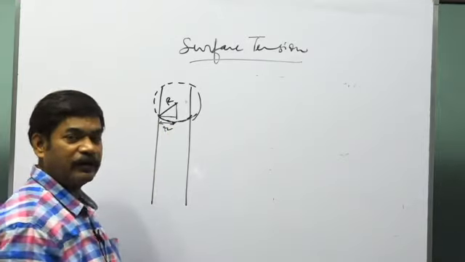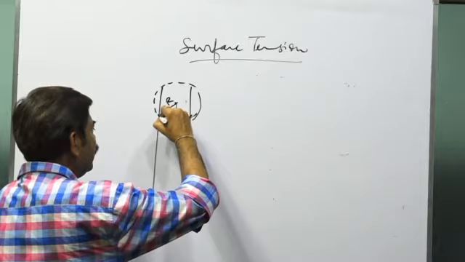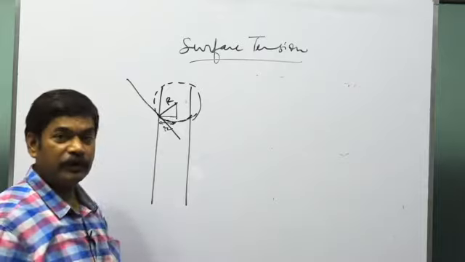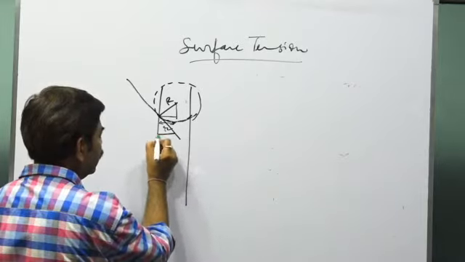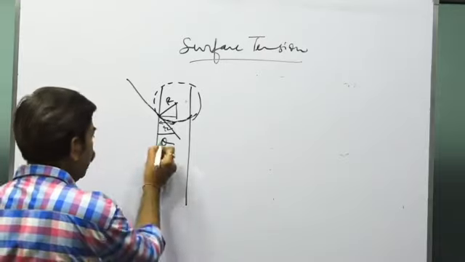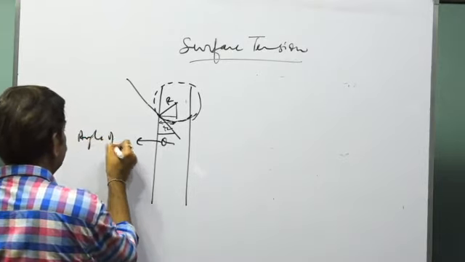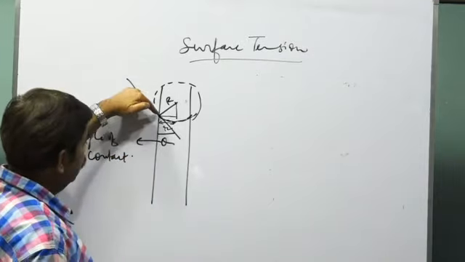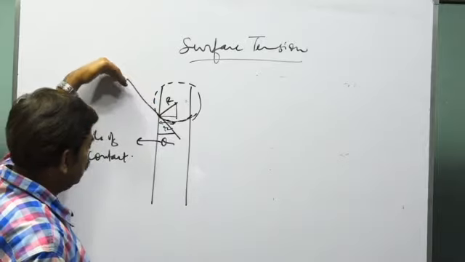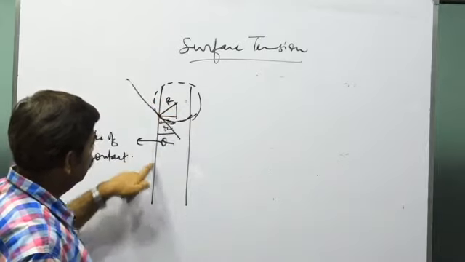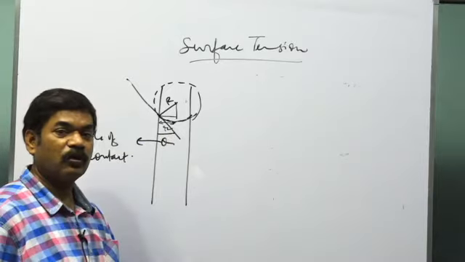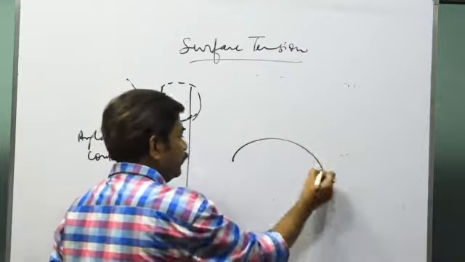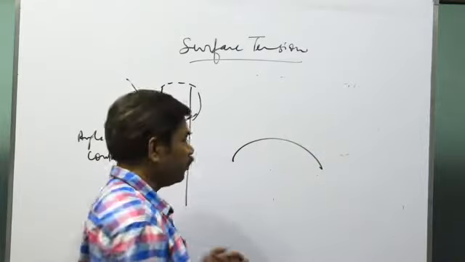And the angle of contact is what? This is the angle of contact. The tangent on the meniscus makes some angle from the wall of the capillary inside the liquid, and this angle is called the angle of contact. Is that clear? The tangent on the meniscus makes some angle from the wall of the capillary inside the liquid, and that angle is called what? Angle of contact.